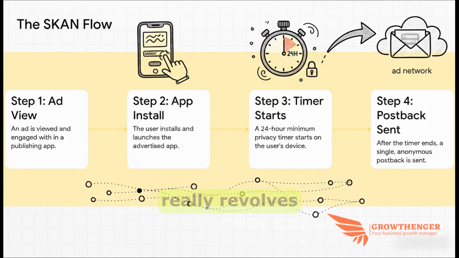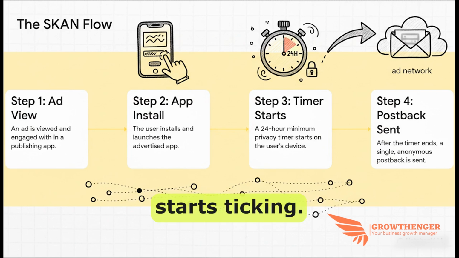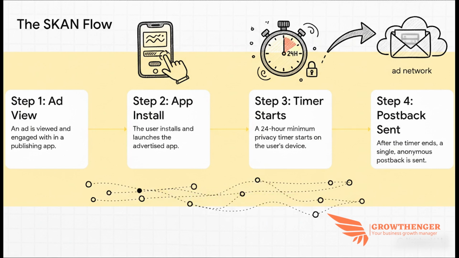The whole process really revolves around this delay timer. So here's how it works. A user sees your ad. They tap it, they install your app, and boom, a clock starts ticking on their device. After at least 24 hours, then this anonymous little message called a postback gets sent to the ad network. That delay is absolutely crucial for privacy. By randomizing the timing and bundling the data, Apple makes it impossible for anyone to trace a specific install back to a specific click in real time.